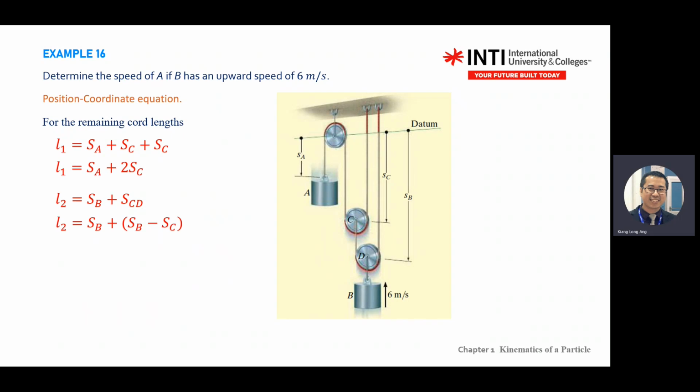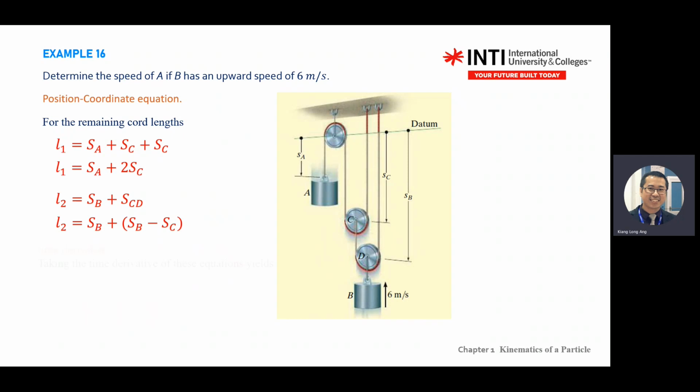So when you solve relative motion, don't straight away jump into the calculation. Look carefully how many lines you have. Examples 14, 15, you only have one rope. In this case, you have two ropes, so you have L1 and L2. Okay, next step, find velocity. Here also you have three constants: A, B, and C.